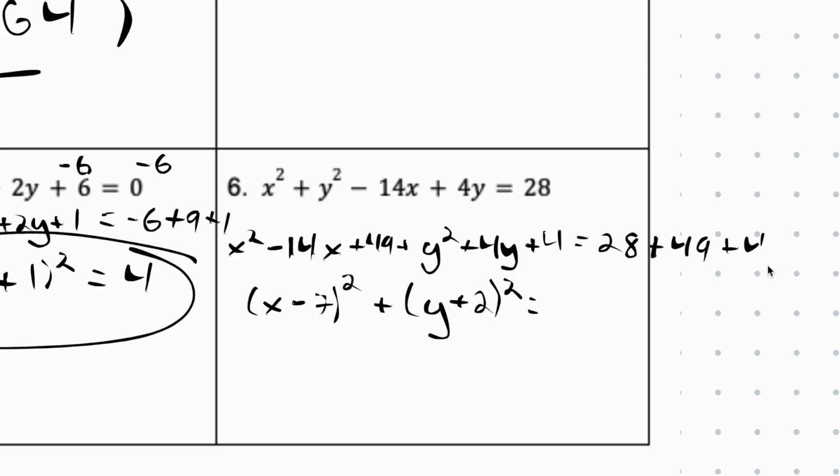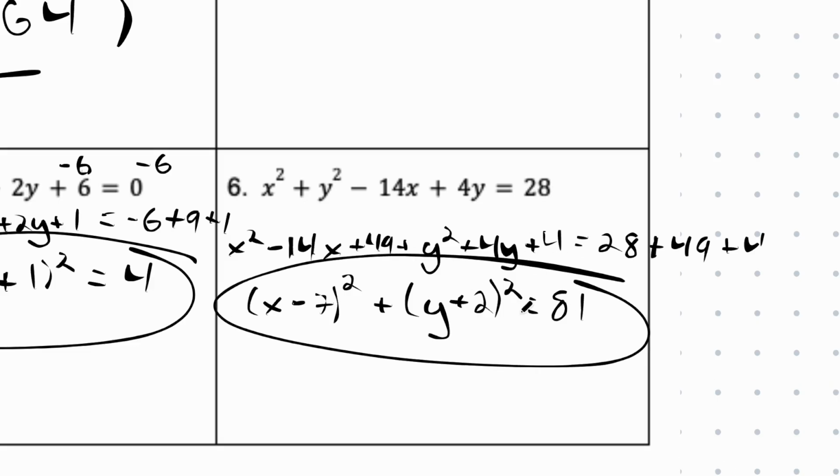And then 32 plus 49 should give us 81, I believe. I just want to check that just to be sure. Yeah, it is. Okay, so this is going to be our standard form.